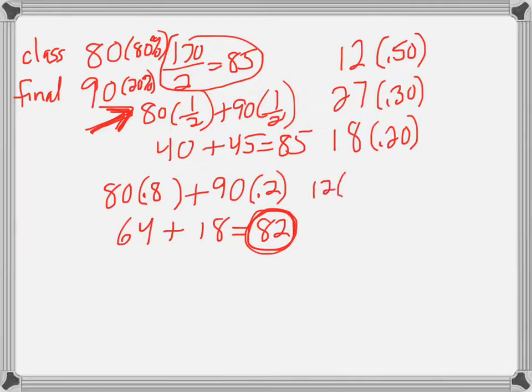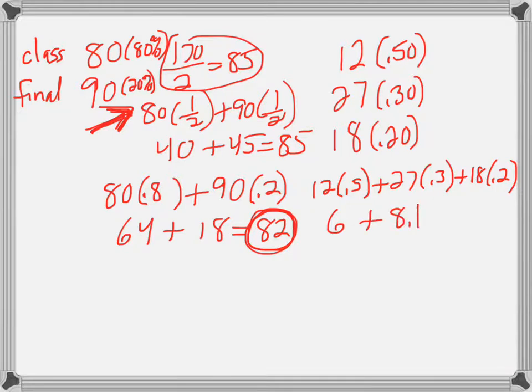So I'm going to do 12 times 0.5 plus 27 times 0.3 plus 18 times 0.2, and I can do all those. Half of 12, or 50% of 12, is 6. 30% of 27 is a little over 8.1. And 20% of 18 is a 3.6. And if I add those all up, I would get a 17.7 would be my average between these 3 digits, because you're always supposed to take your items times the amount that it's actually worth.